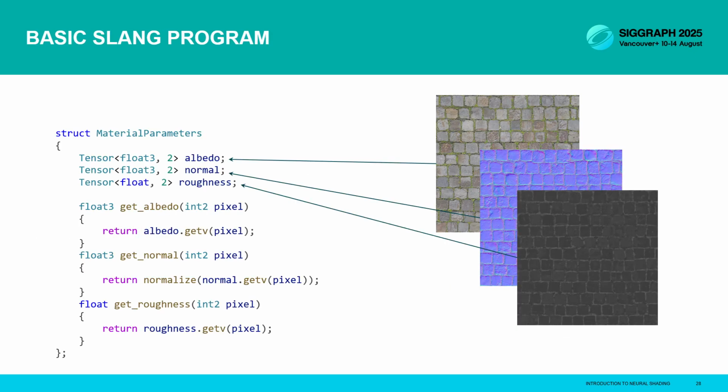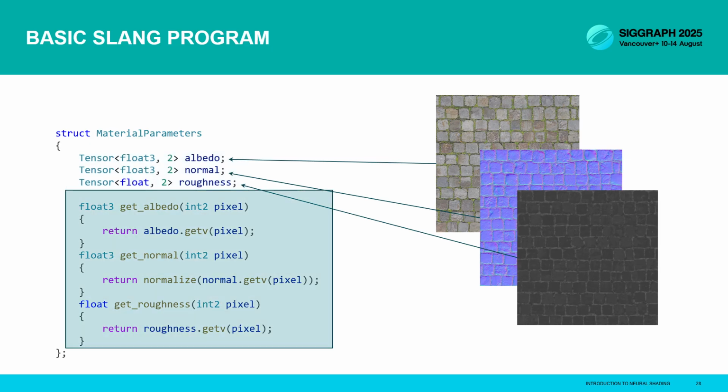So on to some programming. We're starting out with Slang code here. We're going to create a material parameter structure which has an albedo map, a normal map, and a roughness map. So here we're storing them as tensors or 2D buffers, but really this is no different to textures. They're just 2D grids of numbers. And alongside these parameters, we're going to provide a set of accessors: a function to get the albedo at a given point, another to get the normal at a given point, and one more function to get the roughness at a given point.